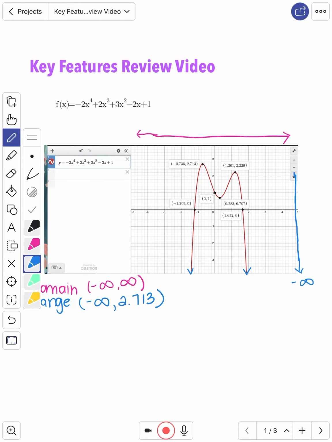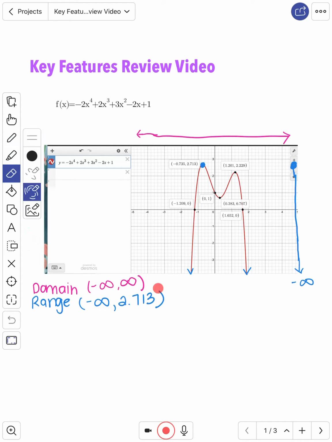Now, let me correct myself here because I have a point that is included. If you realized that as I was talking, good for you. This point is included, so since it's an included point, I can't use a parentheses here. I need to use a bracket. The only time I would use a parentheses is if that point was not included. Okay?